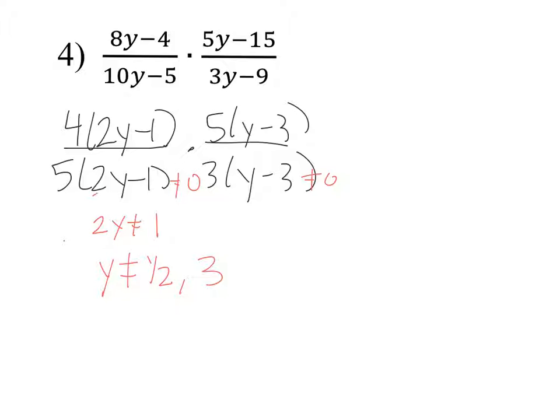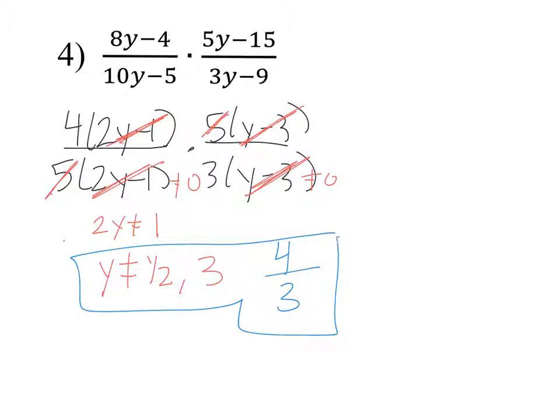Now cancel stuff out. I have a 2y minus 1 on both top and bottom. I have a 5 on both top and bottom. I have a y minus 3 on both top and bottom. What do I have left? I have this 4 on top, and this 3 on bottom. So 4/3. That would be my final answer.